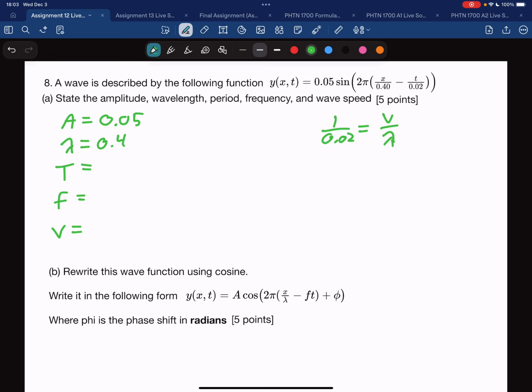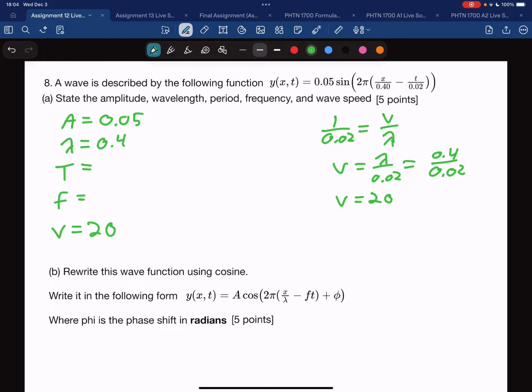Rearranging, we can say that v equals lambda over 0.02. I just multiplied everything by lambda here. That's all I did. And we know what our lambda is. That's 0.4 over 0.02. Gives me a wave speed of 20.